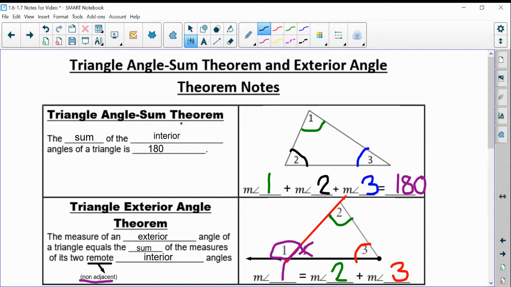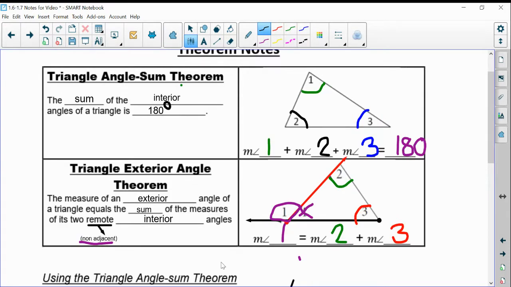So, the triangle sum theorem states that all three angles in a triangle, when added together, give you 180 degrees. So what that says is that angle 1 here plus angle 2 plus angle 3 are going to give you 180 degrees when you add their measures together.